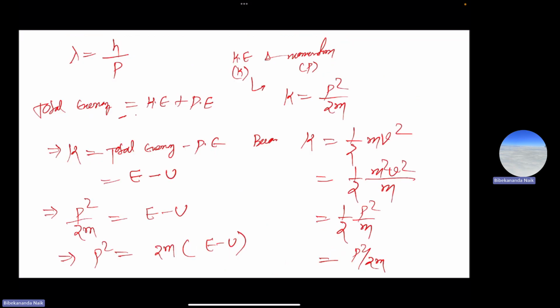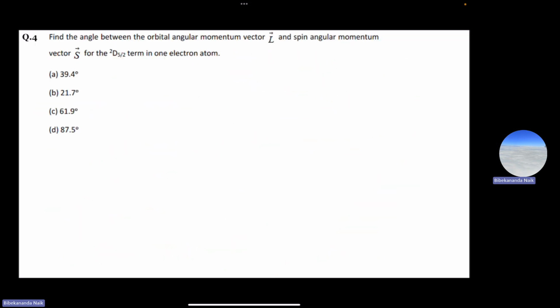So I hope this is clear to everyone. Now we will move to question number 4. Question number 4 says, find the angle between the orbital angular momentum vector L and spin angular momentum vector S for the 2D 5 by 2 term, or state, in one electron atom, where the options are option A 39.4 degree, option B 21.7 degree, option C 61.9 degree, and option D 87.5 degrees.